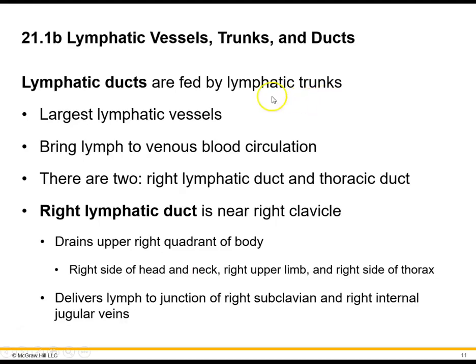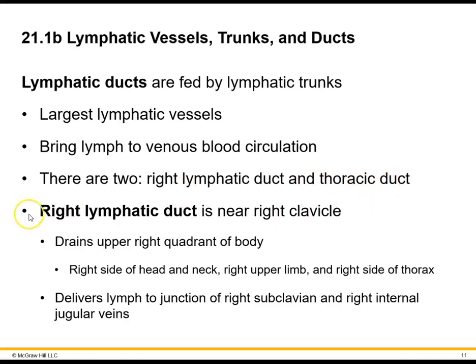Finally, the lymphatic trunks are going to drain into lymphatic ducts. These are the largest lymphatic vessels, and these are the guys that are going to bring the lymph back to the rest of the circulation. There are two lymphatic ducts, the right lymphatic duct and the thoracic duct.